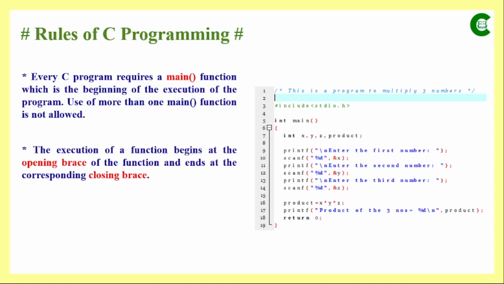Then the second point: the execution of a function begins at the opening brace of the function and ends at the corresponding closing brace. Here in the program, as we can see, the main function is followed by an opening brace, and this opening brace is followed by a closing brace. Within this opening and closing brace, we write the main logic that we want to execute as part of the function. So every function, or here the main function, as I said in my last class, has two parts, the declaration part and the execution part.